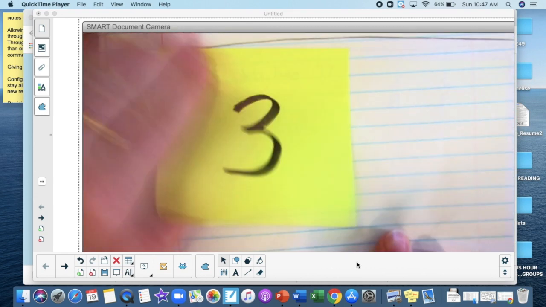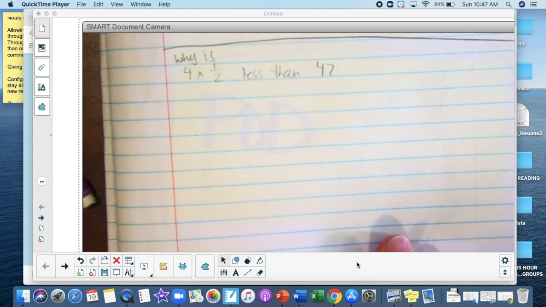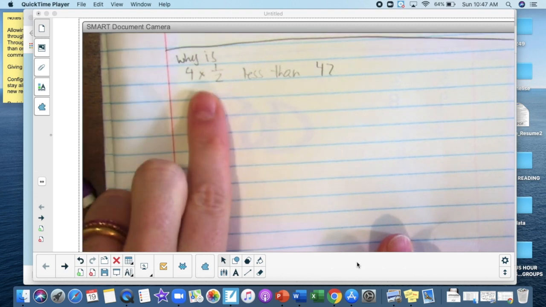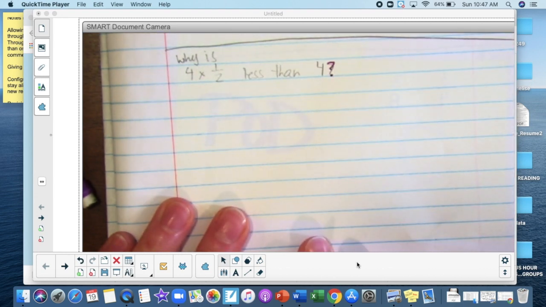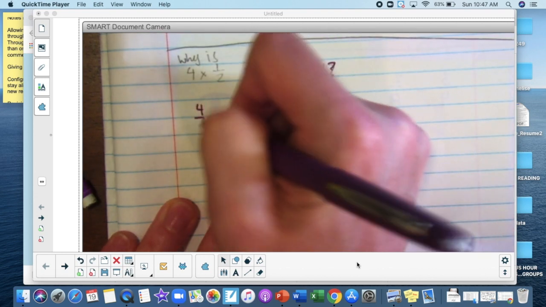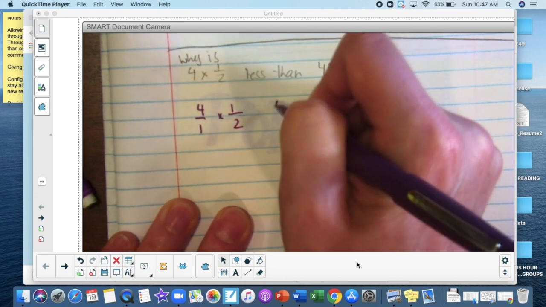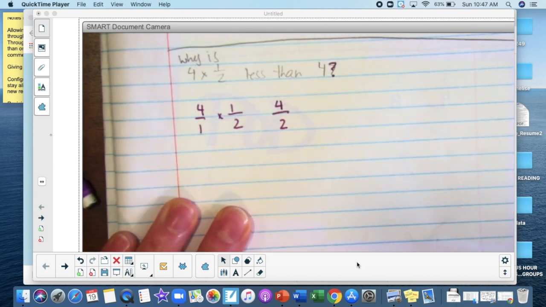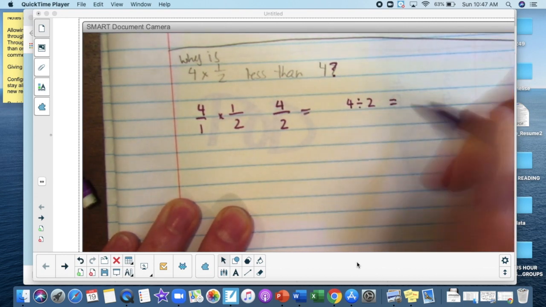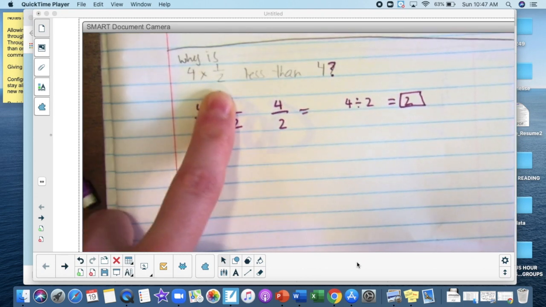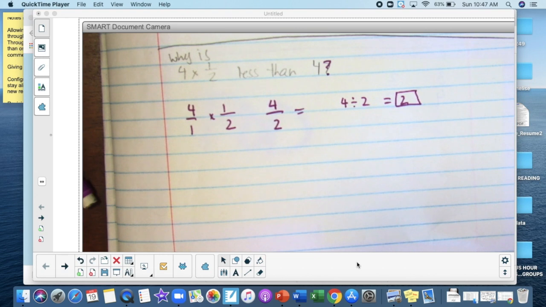Okay, number 3. Number 3 is asking me, why is 4 times 1/2 less than 4? I need to tell you why 4 times 1/2 is less than 4. Well, if we calculate it out, I can do 4/1 times 1/2. So I know that that's going to be 4 halves. And I know that 4 halves is equal to 4 divided by 2, which is equal to 2. So when I'm multiplying something by 1/2, I'm making it smaller.